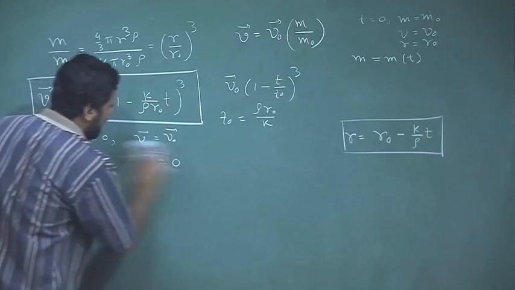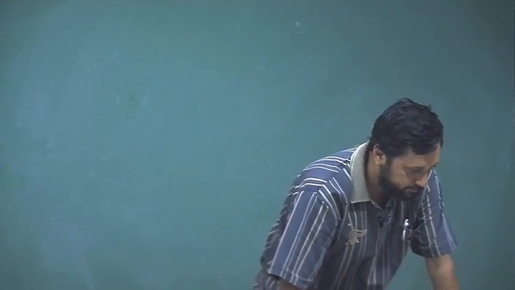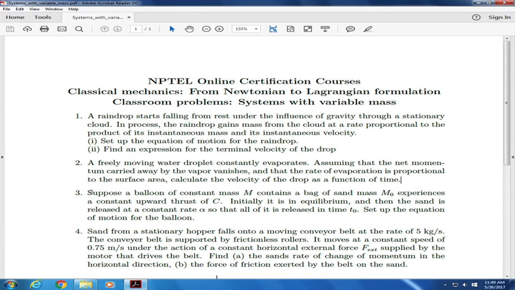Okay. So, with this we move to the next problem, which is this one. It is a problem where there is a balloon with a constant mass M, and it has a bag full of sand m0 in it. Okay. So, there is a constant upward thrust on the balloon, which is given by c, and initially it is in equilibrium. Now, once the sand starts releasing at a constant rate alpha, there is a change in velocity. So, the balloon essentially moves upwards.